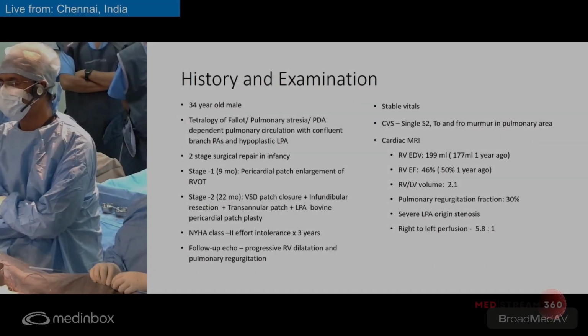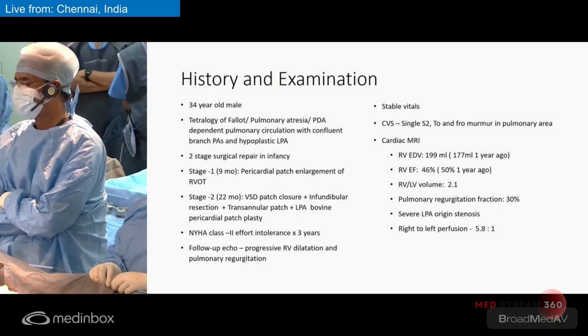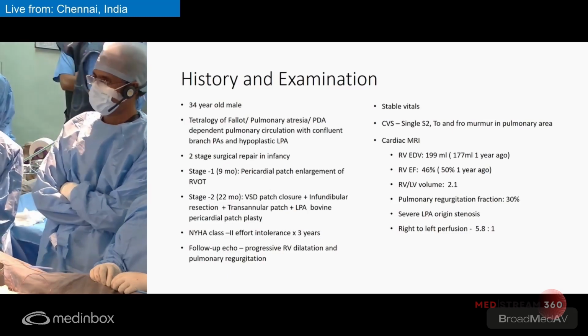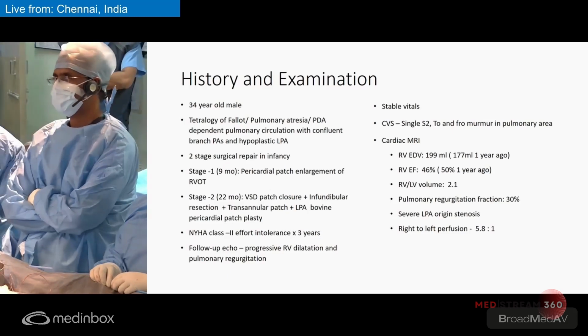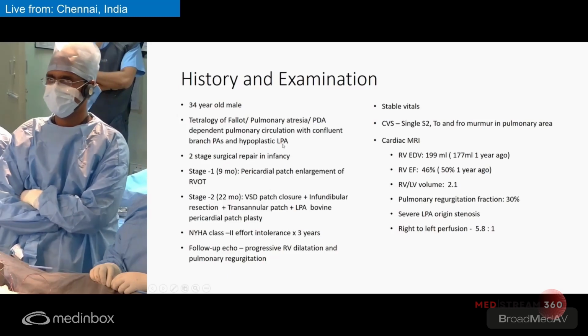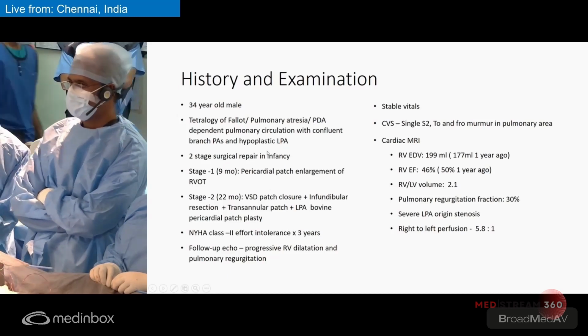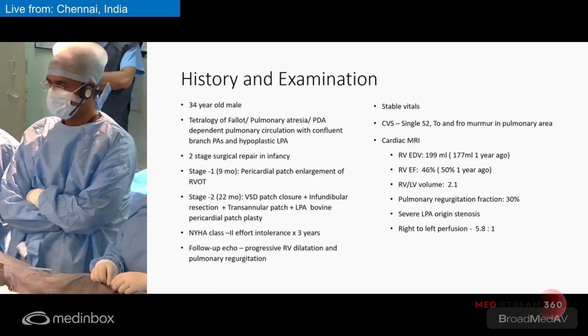The patient is a 34-year-old gentleman. He is a case of tetralogy of Fallot with pulmonary atresia with a duct-dependent circulation. He underwent initial two-stage surgical repair from Great Ormond Street Hospital.